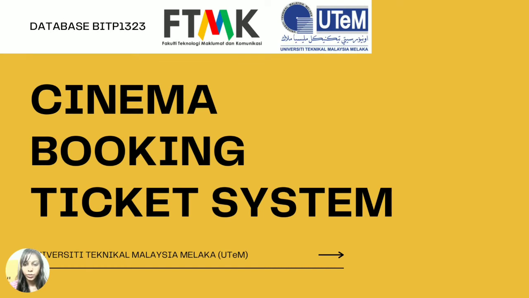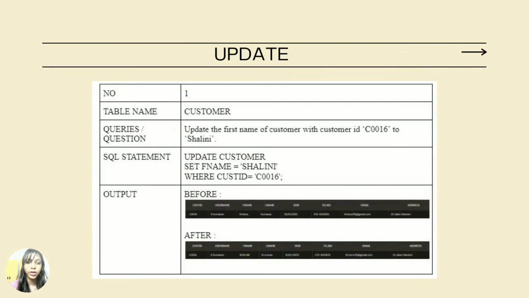So hi everyone, my name is Sashwini and now I would like to present about the operations that we have done throughout this project. After we have done creating the table and inserting all the data, we did some operations, and the first one is the update. We updated the customer table, changing the first name of customer with customer ID C0016 to Shalini, with the proper SQL statement: update customer set F name equals to Shalini where customer ID equals to C0016. We managed to get the output. So this is the before and after of the table.